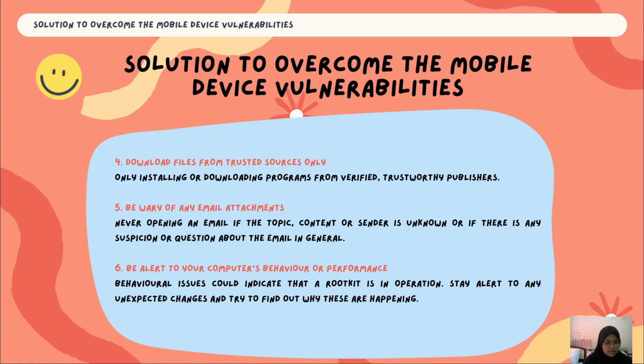The sixth one is be alert to your computer's behavior or performance. Behavioral issues could indicate that a rootkit is in operation. Stay alert to any unexpected changes and try to find out why these are happening.